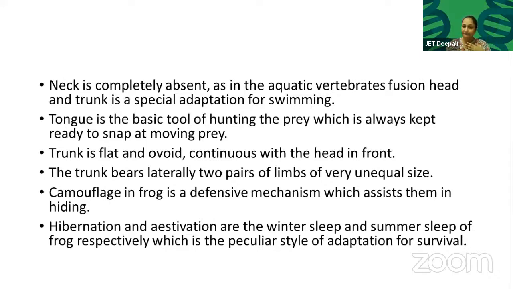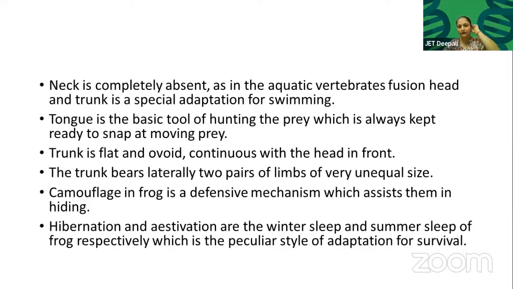The trunk is flat and ovoid. Ovoid means a little bit of this position. It is continuous with the head in front. The trunk bears two pairs of limbs. Two pairs means one pair is hind limb and the other pair is forelimb. Forelimb is hands, hind limb is legs.